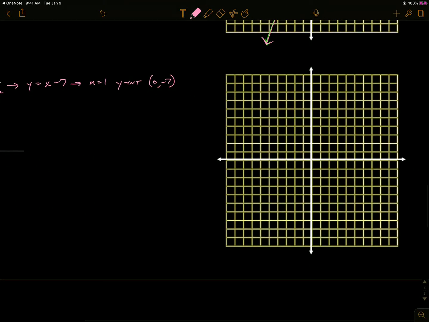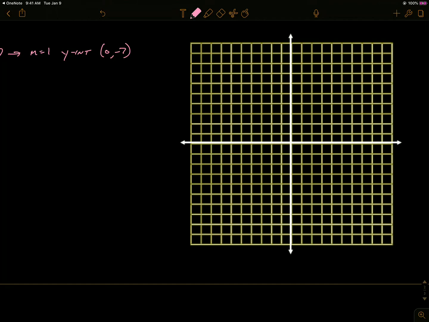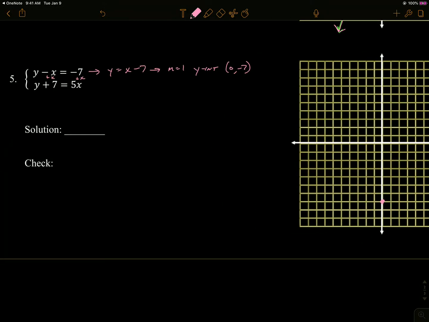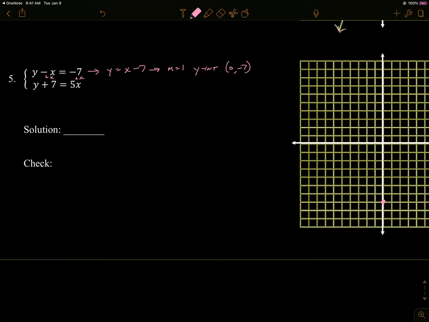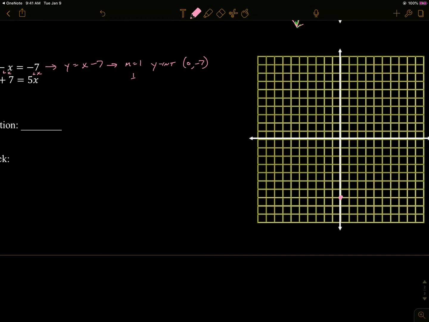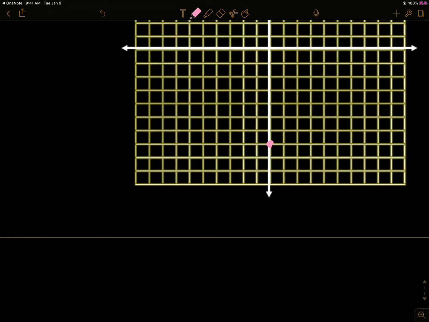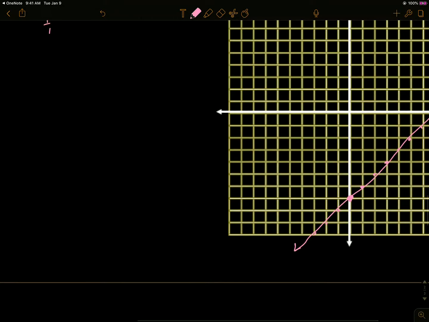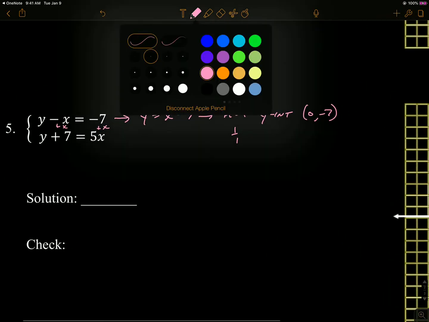So I'm going to go graph that. (0, negative 7). And then I'm going to use the slope, which is 1. You could think of it as 1 over 1. So I go up 1, right 1, up 1, right 1, and it just keeps going like that. There's our first line. Now I'll do the second one in green.